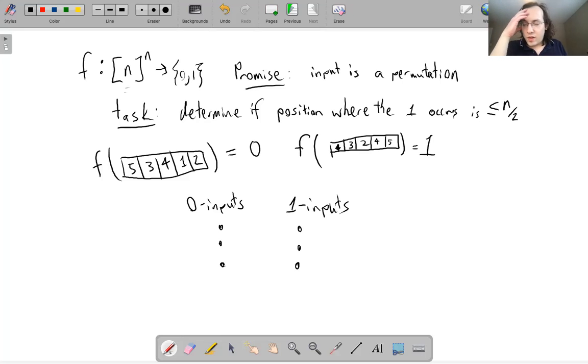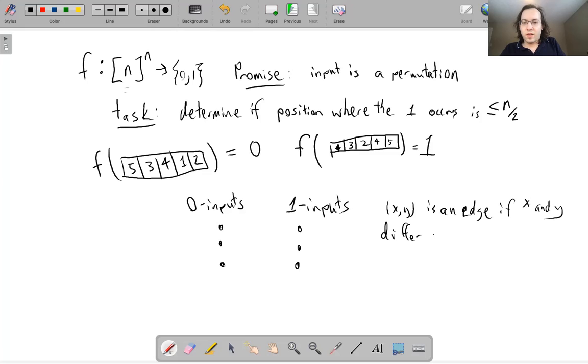Well, any 2 strings here must have Hamming distance at least 2. They must differ in at least 2 positions, because if you differ from a string in only 1 position, you cannot still be a permutation. So you cannot still be in the promise. So we can't just say all the strings of distance 1 away. Instead, we'll say the strings of distance 2 away. Okay, so we say that (x, y) is an edge if x and y differ in 2 positions.